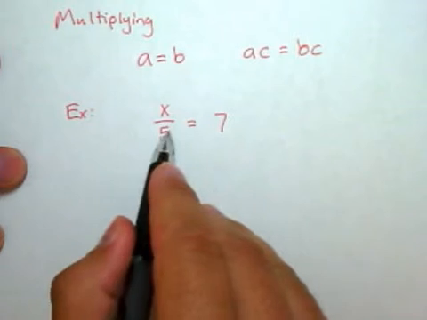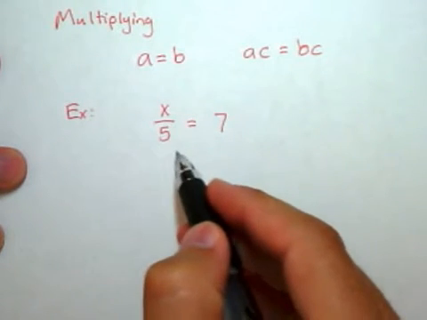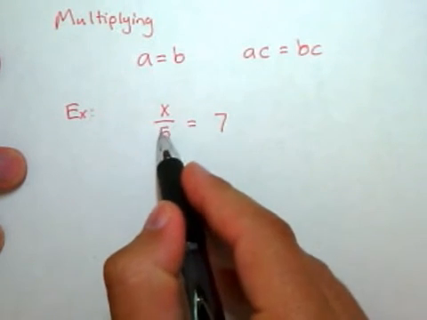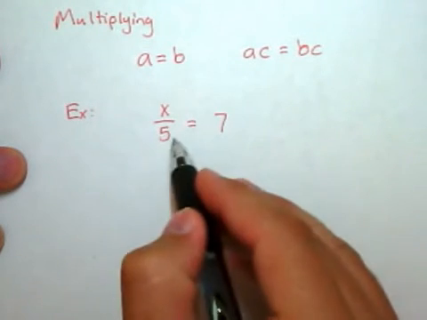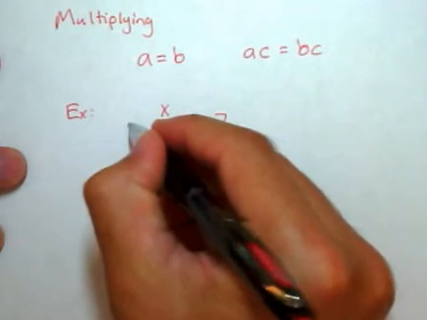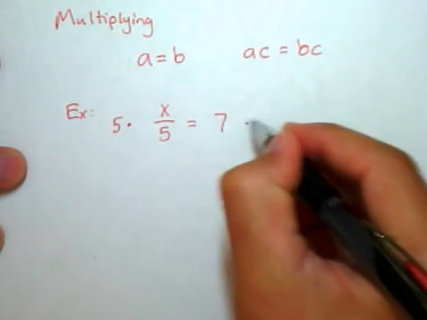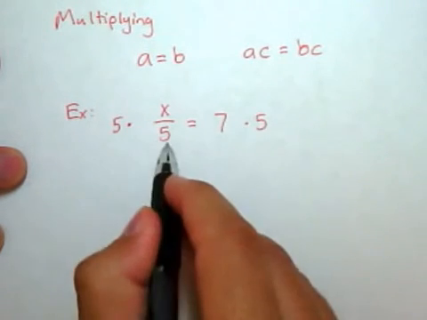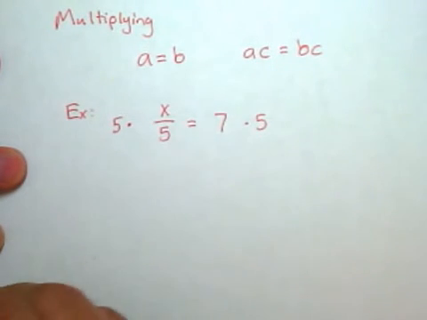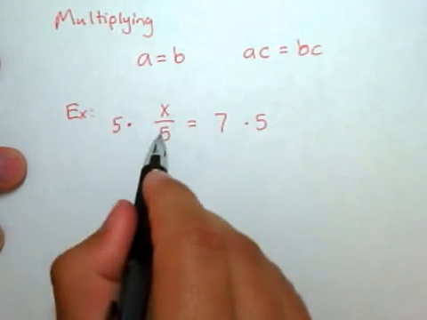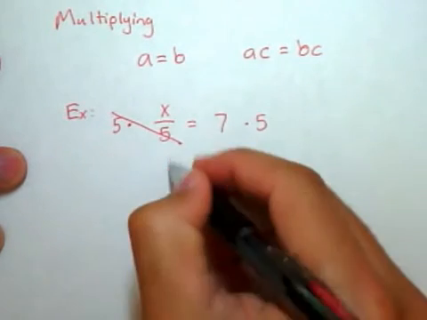For here, we're trying to solve for x. So what are we going to multiply by? Well, we need to get rid of this 5 here. We're dividing by 5, so let's multiply by 5 to get rid of it. We're going to multiply both sides by 5. You multiply by your denominator to get your numerator by itself. So 5 times x over 5, those cross out and you're left with x.